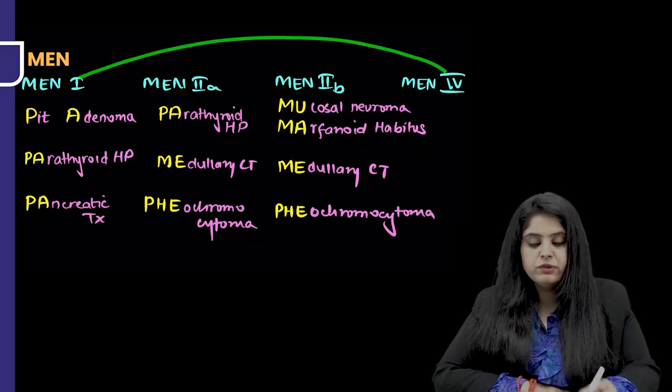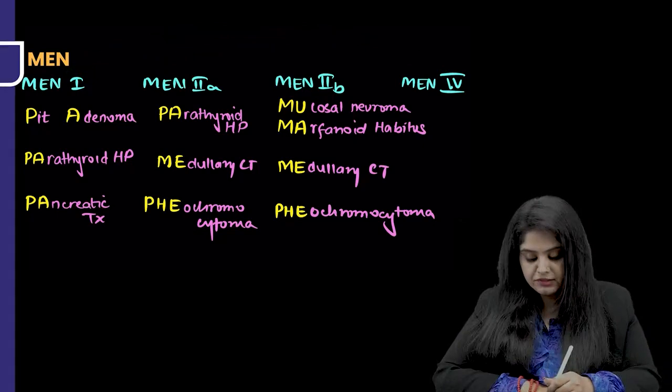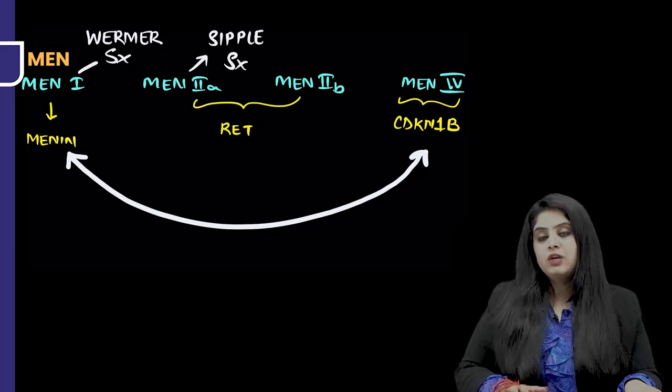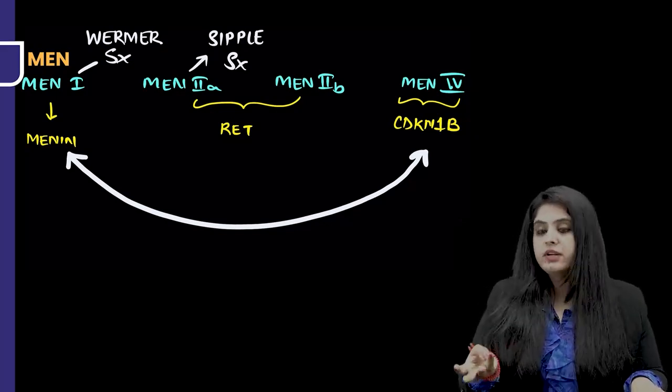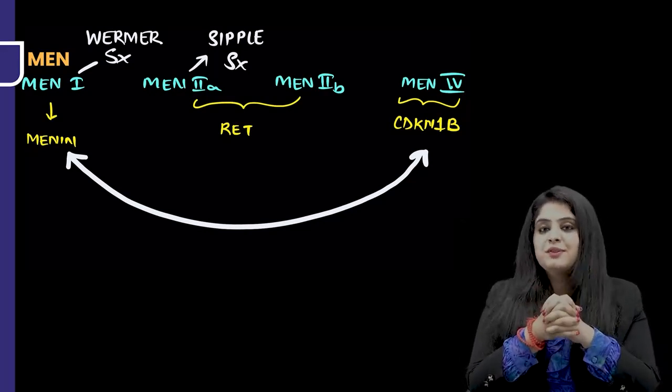MEN 4, like I told you, is going to be very similar in terms of clinical symptomatology to MEN 1. Only the genetics is going to be different, and we've done the genetics as well. Yes, on that note, our endocrine system also comes to an end. Thyroid, adrenal, MEN syndromes, pituitary, all of that is done. And yes, you are sorted with this also.